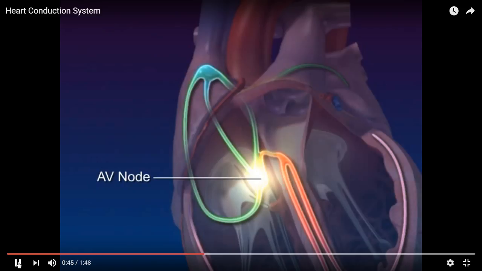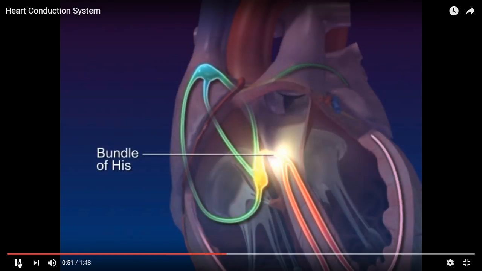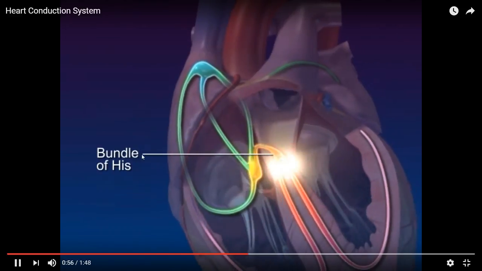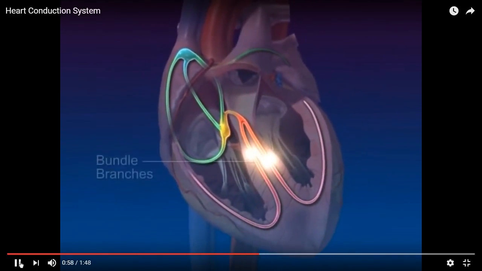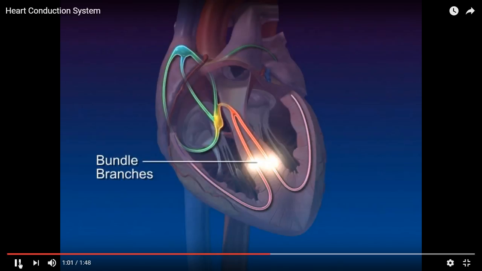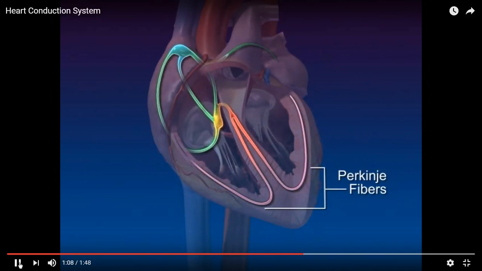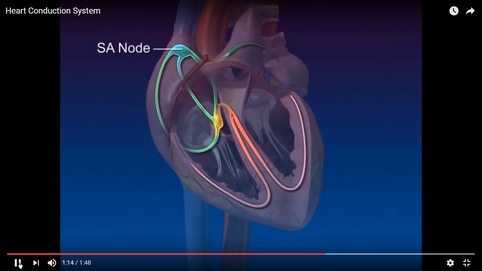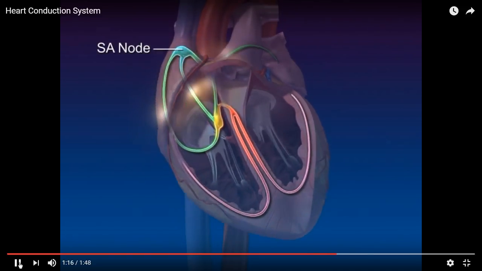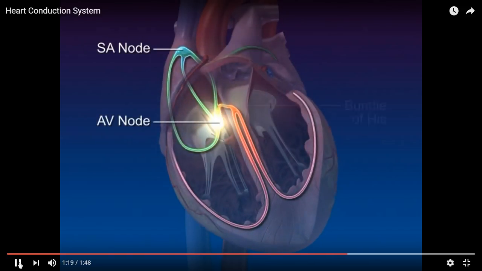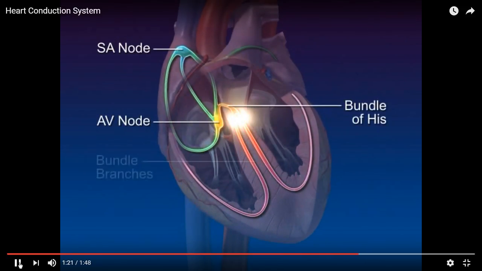And there's a slight delay from when it reaches the AV node and travels down into the bundle. The bundle is called the bundle of His by some books. And then it travels into the bundle branches. Then it reaches the bottom of the Purkinje fibers, and then it contracts from the bottom up. And then it all starts over again. So you can see the atria contracting at the same time, and then the ventricles will contract at the same time.